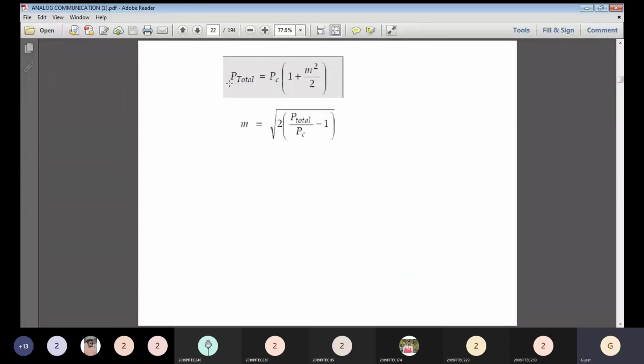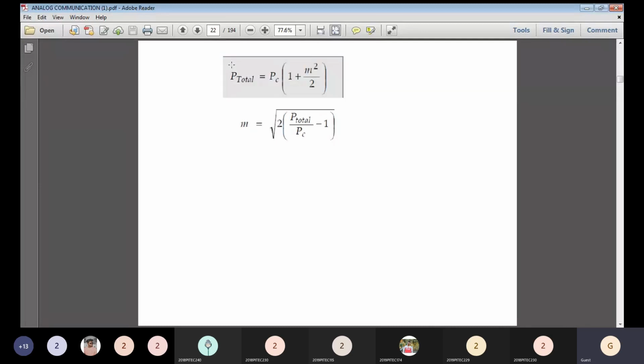So the final equation of the total power: the total power is equal to carrier power into 1 plus m square divided by 2. m is the modulation index. Pc is our carrier power. Carrier power means the power of the unmodulated carrier signal. Before modulation, we are using one carrier signal, and the power value of that signal is this one, Pc.